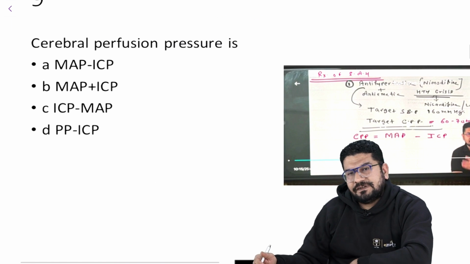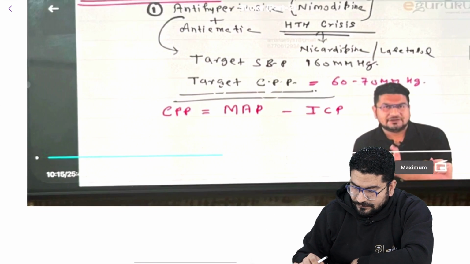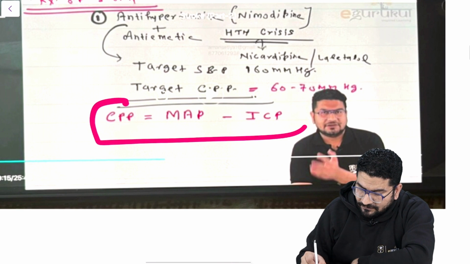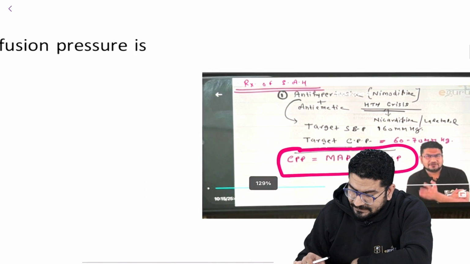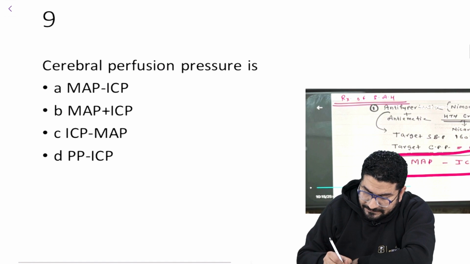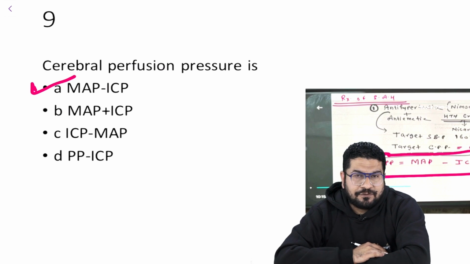Okay, then this was an easy one, an easy question straight away from the notes, that is cerebral perfusion pressure. If you see cerebral perfusion pressure, this is the difference of MAP minus ICP. So this was the easy one. CPP is MAP minus ICP. I think all of you got this correct. This is cerebral perfusion pressure.